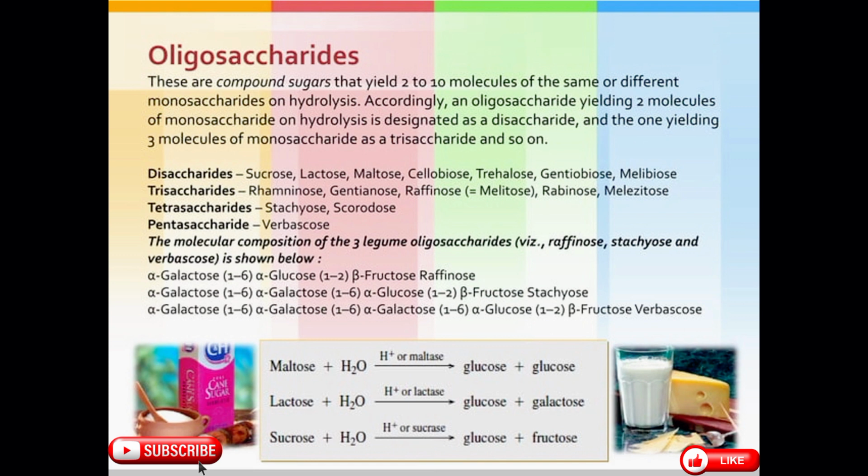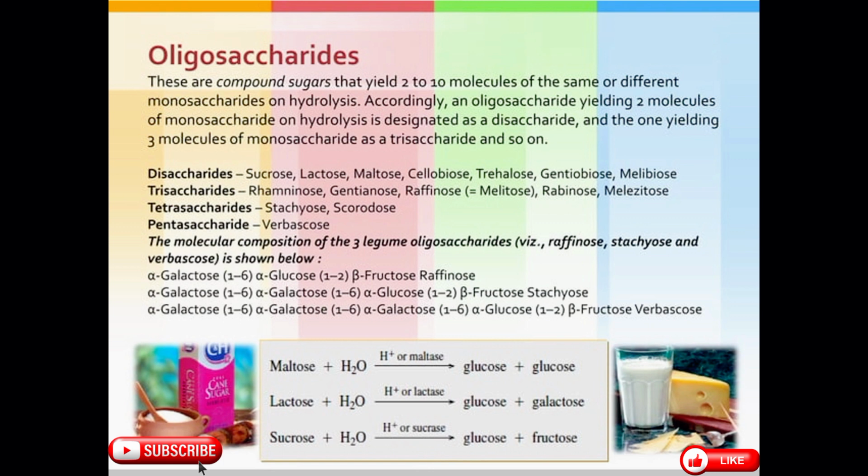Oligosaccharide. Oligo means few, saccharide means sugar units. So those carbohydrates composed of 2 to 10 molecules of the same or different monosaccharides on hydrolysis are known as oligosaccharides. Accordingly, an oligosaccharide yielding two molecules of monosaccharide on hydrolysis is designated as a disaccharide. As the name indicates, di means two, saccharide means sugar units. Disaccharides are those oligosaccharides which yield two sugar units.